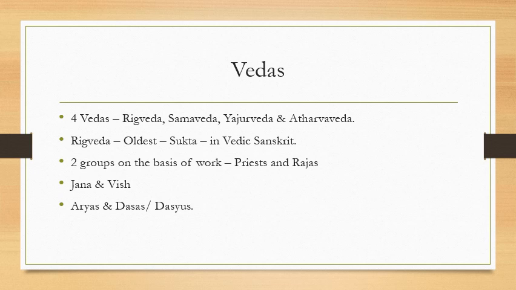People who composed hymns called themselves Aryas and called their opponents Dasas and Dasyus. These Dasas and Dasyus did not perform sacrifices and spoke different languages. Later, the term Dasa came to mean slave.